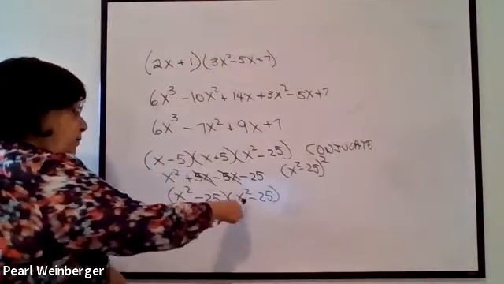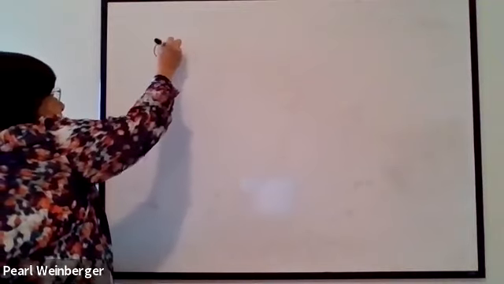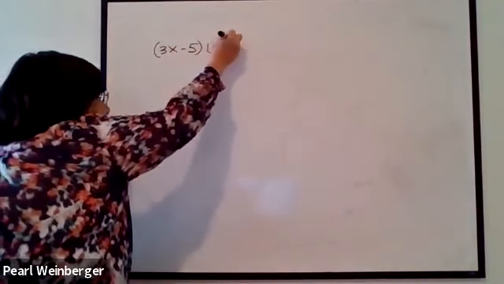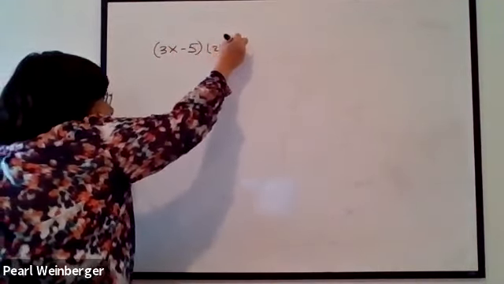So let's see if you can do this. 3x minus 5 times 2x squared minus 4x plus 3. See if you can multiply this binomial by this trinomial.